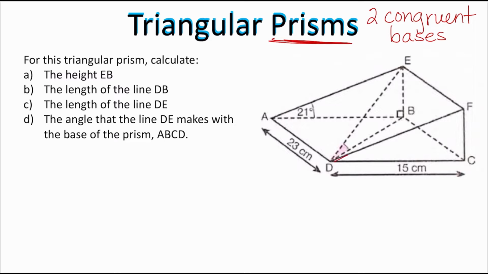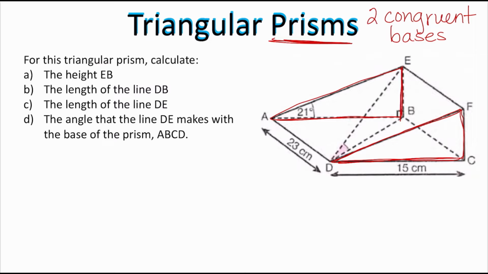And they are triangles. So notice right here in the front, it almost looks like a piece of cheese. If you've ever seen one of those cheese wedges, this is what it looks like. So I have a triangle in the front. I have a triangle in the back. Those are my two congruent bases, and they're going to measure exactly the same.